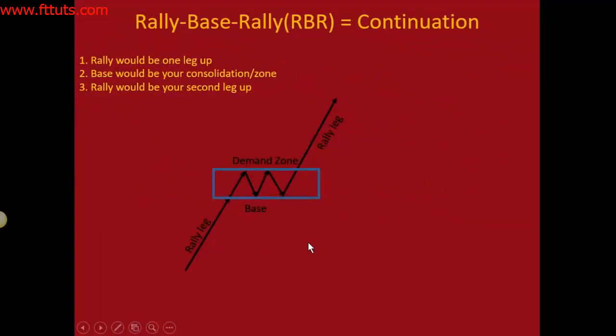And then your rally base rally, which is also a continuation, would be a rally leg up, consolidation, and then another rally leg up. And remember that consolidation can consist of 1 candle or 6 candles or 8, somewhere in that area, but you don't want 15 candles. You don't want to consolidate for days.